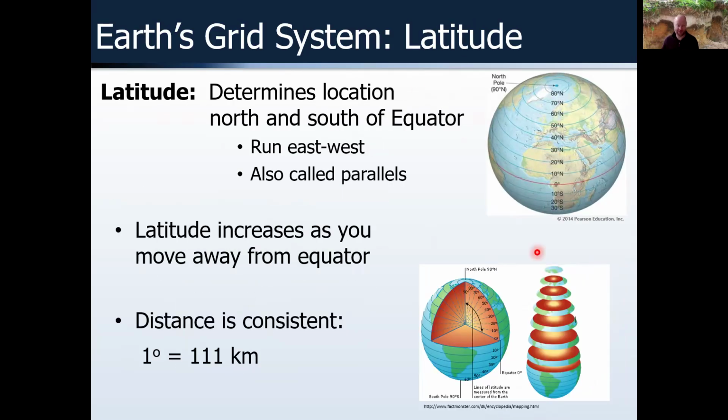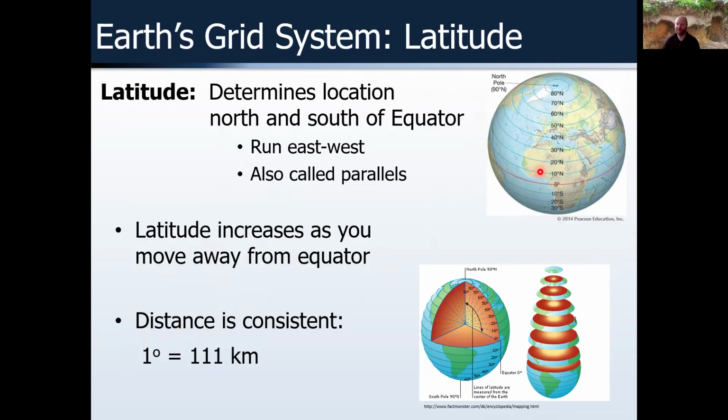Okay, then let's compare that to a line of latitude, where you use the latitude to determine your position north or south of the equator. They're also called parallels because all of the lines of latitude are literally parallel to one another. The degrees of latitude increase as you move away from the equator. So you go 1, 2, 3 to 10 degrees north, 20, 30, 40, 50, 60, 70, 80, all the way to 90 degrees north. So you're going from 0 to 90 north and 0 to 90 south.